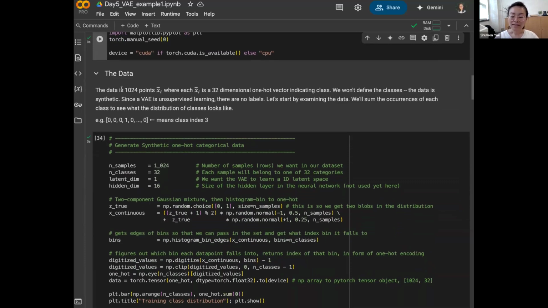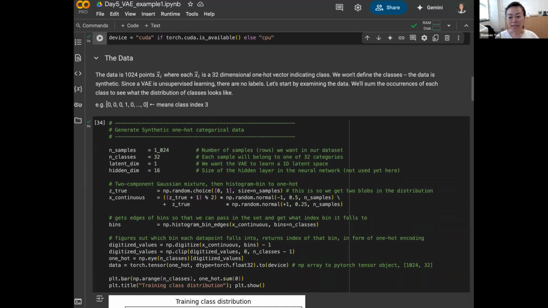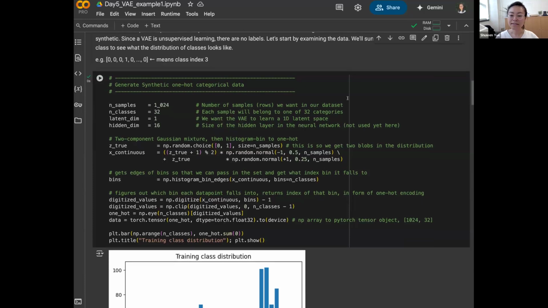Okay, so this data set is 1024 points, where each point is this 32 vector one-hot encoding of a particular class. It's synthetic, and we don't have any labels on it. It's just whatever class this data point is in. So, for example, this one-hot encoding is just some vector of 32, and there's a 1 in one of them, saying just what class it is.